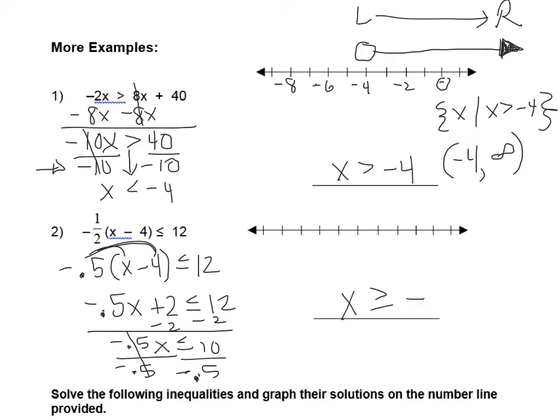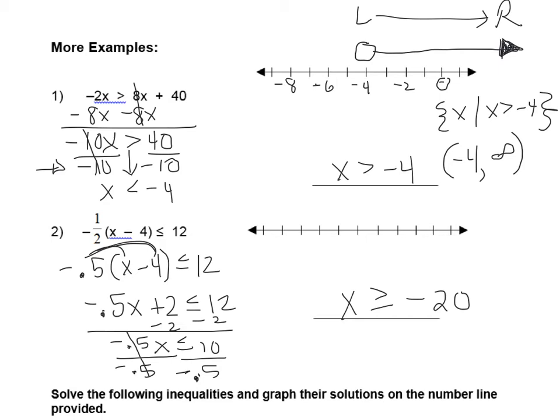And 10 divided by 1/2 is not 5. 10 divided by 2 is 5. 10 divided by 1/2 is actually 20. There's 20 halves that fit inside of 10. So our solution is x is greater than or equal to negative 20.